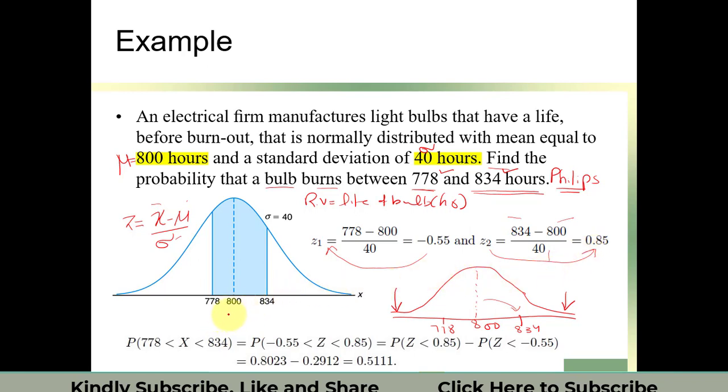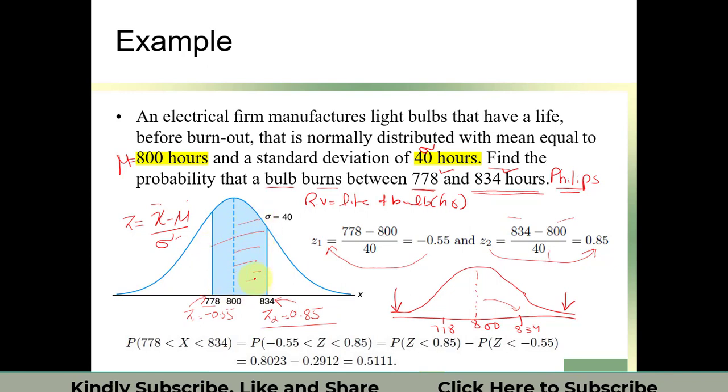The value of z1 is equal to minus 0.55, associated with 778, and z2 is equal to 0.85, associated with 834. So we have converted the values of the random variable into the standardized z distribution. The next step is to go to the table and check the values of the area under the curve, in other words the probability of this blue shaded region.